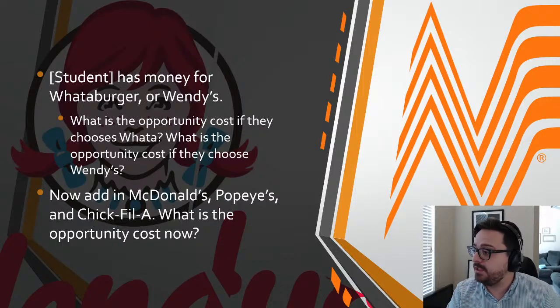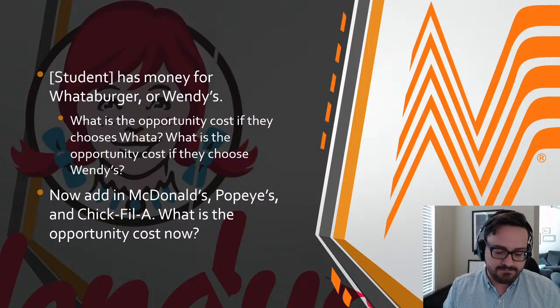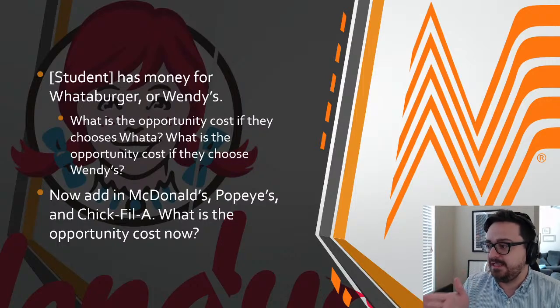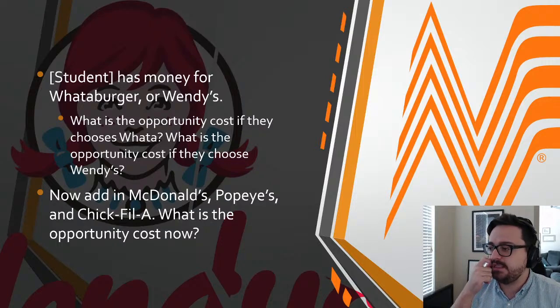what is her opportunity cost? Now pause. And I'm using actually Lily here, not this fictional version of Lily that's picking between these two places. I'm using actually Lily. She chooses Wendy's. What is her opportunity cost?